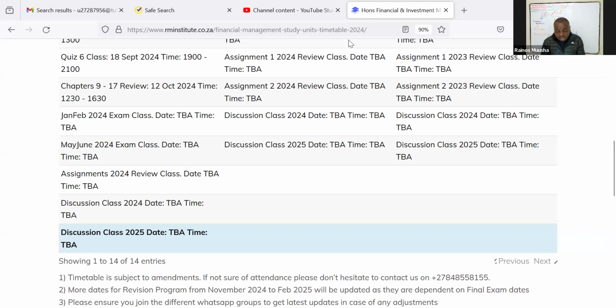But we're going to the revision timetable. I'll also give you more detailed information as we are approaching the revision. That's when we're going to be able to share more details regarding exactly when we are meeting and what we are going to be covering as well.